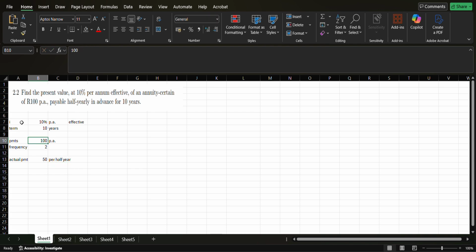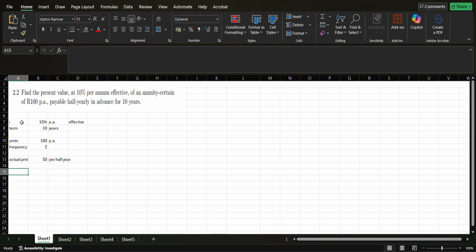Just to go over that again, in a year, you pay 100 Rand. But this 100 Rand payment is not only payable annually, you don't have to pay it annually. You can pay it half yearly if you want. In other words, you pay a certain amount per half year. We know that there are 2 half years in a year, so the frequency of payments is 2, and the half yearly payment will be the amount that you pay in total divided by the frequency of the payments, which is 50.